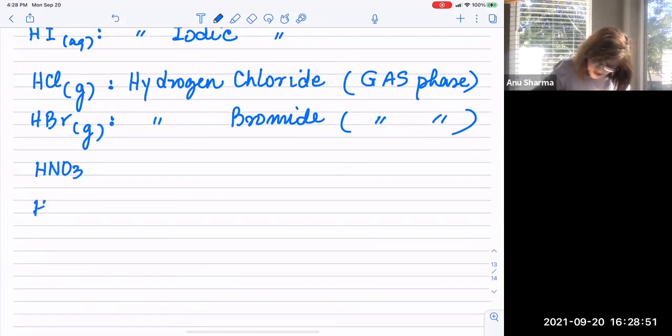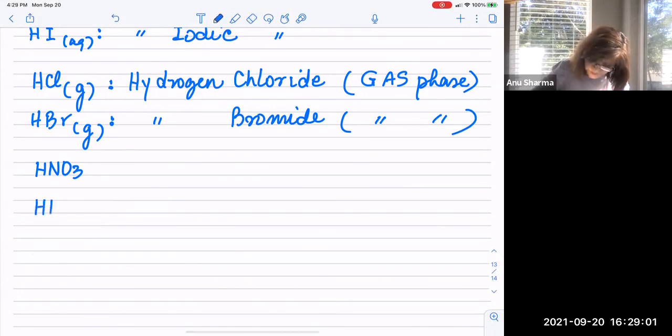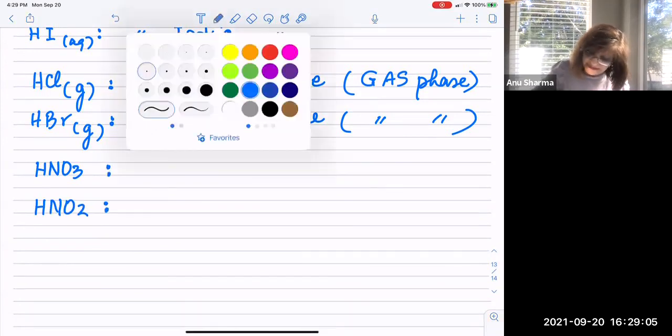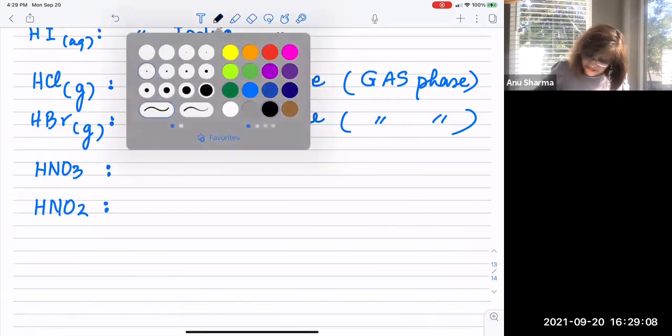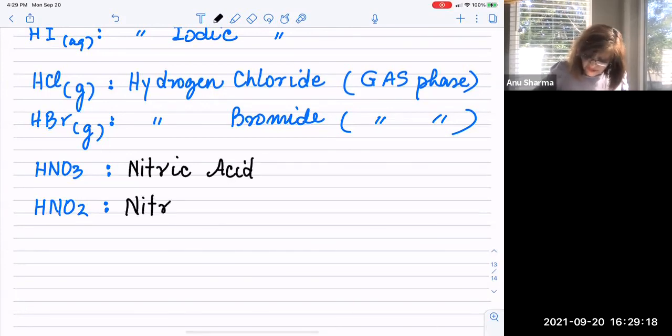HNO3, H2SO4, okay, H2SO3, sorry, one second, HNO3 and HNO2. So the higher oxidation state is nitric acid. The lower oxidation state is nitrous acid, OUS.